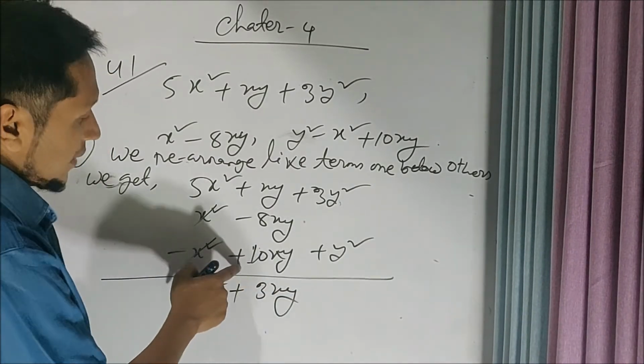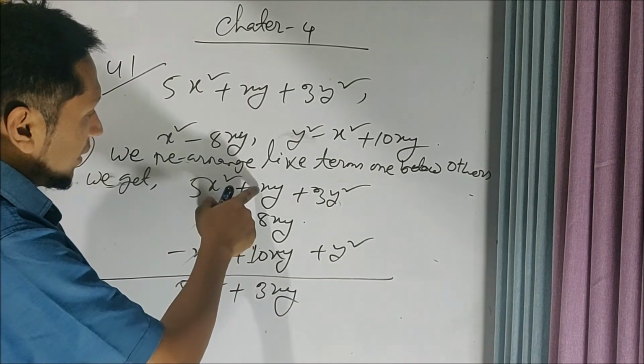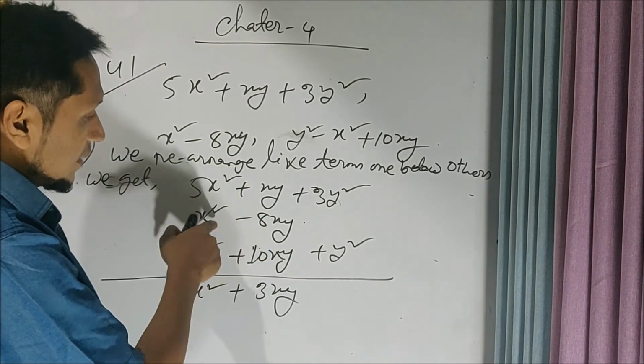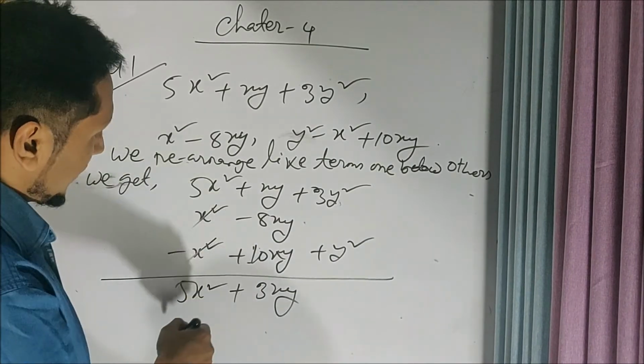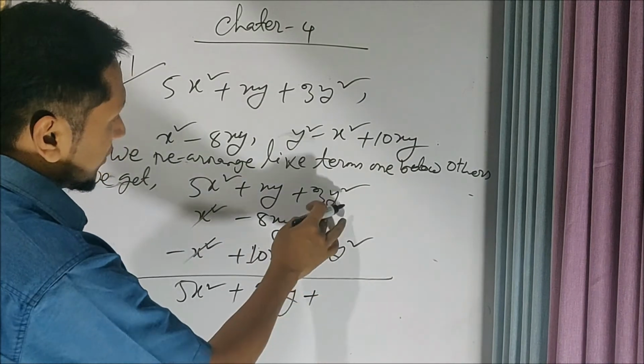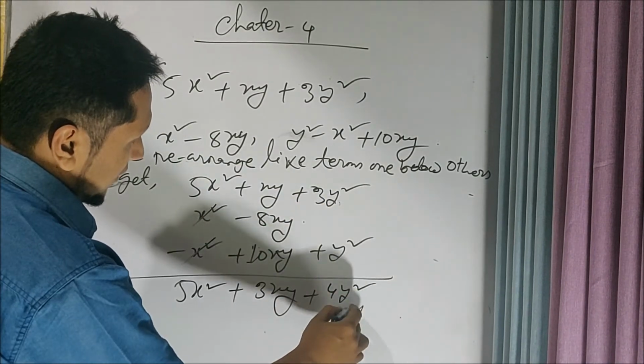You know, plus represents profit and minus represents loss. Here 10 is profit, 1 is profit, so 11xy, and minus 8. So minus 8 will be deducted from 11. So it will be 3xy. And here 3y square, y square, both are positive. So it will give 4y square. So this is the answer.